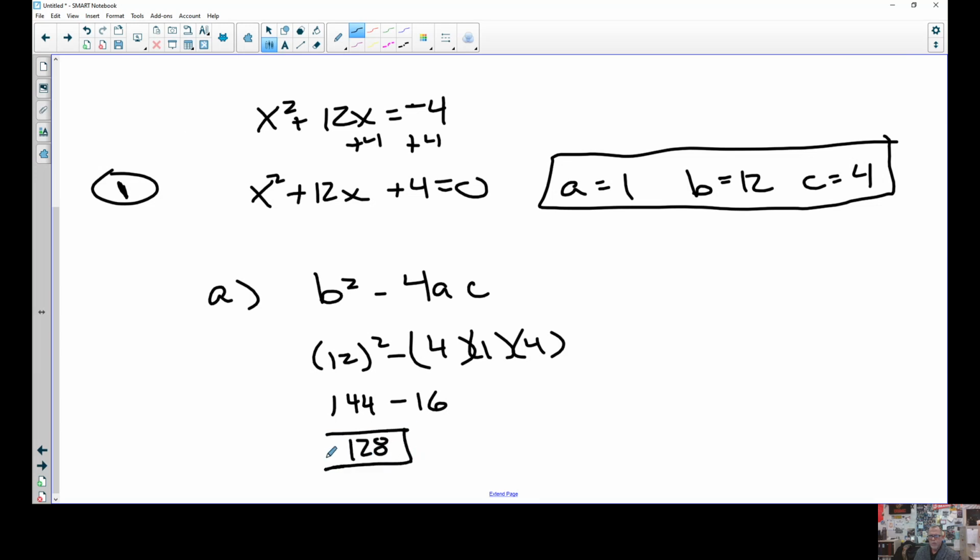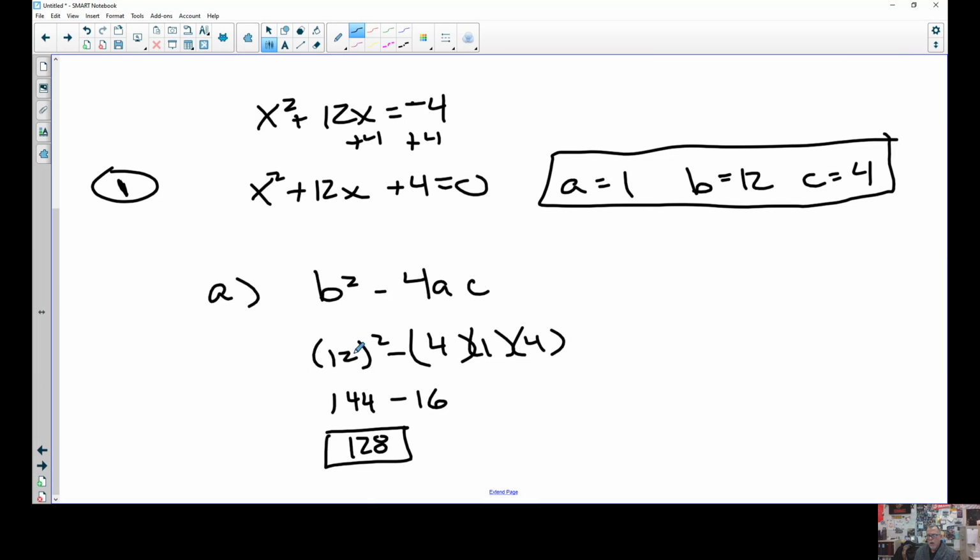All right, that is my discriminant. That's it. That's the answer for A. All right, that's all you got to get. That is the discriminant. Now, what do we do for B?